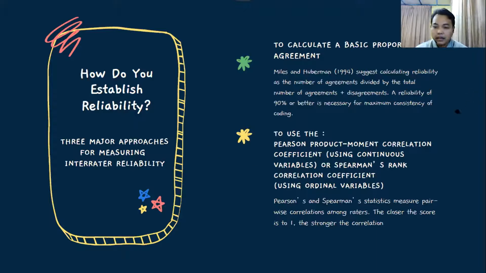Secondly, use Pearson's product moment correlation coefficient for continuous variables, or Spearman's rank correlation coefficient for ordinal variables. Pearson's and Spearman's statistics measure pairwise correlation among raters. The closer the score is to 1, the stronger the correlation.